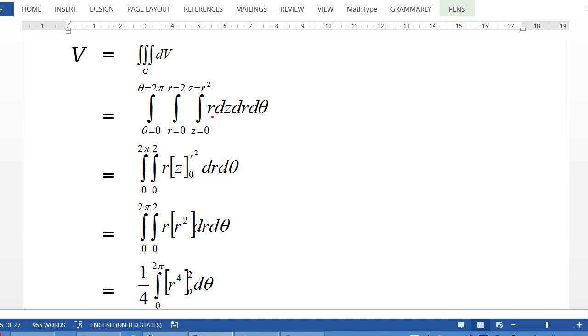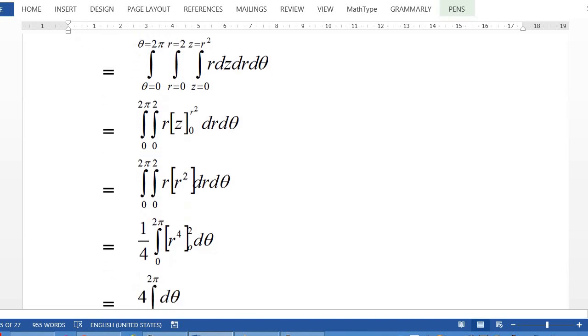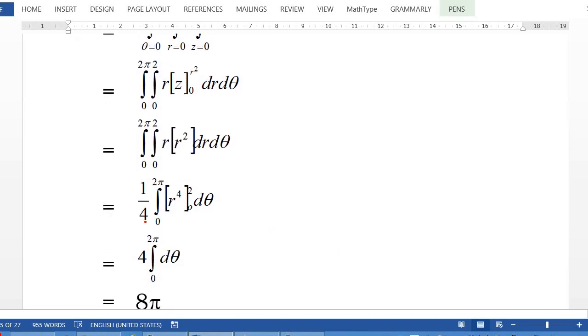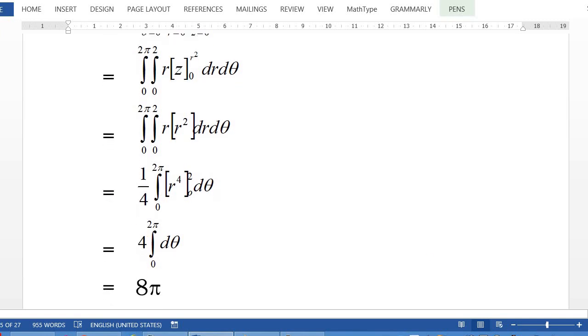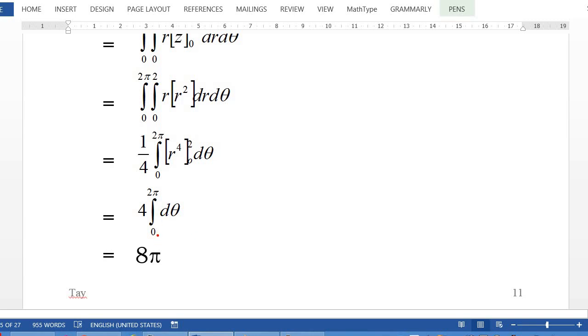Again, here you integrate r dz, you get rz. Plug in limit 0 to r squared, so you have r times r squared, which is r cubed. Integrate r cubed with respect to r, so r to the power 4 divided by 4. Plug in the limit 0 to 2, so you have 2 to the power 4 divided by 4, which is 16 divided by 4, you get 4. Then integrate 1 d theta, you have theta. Plug in limit from 0 to 2 pi, you have 2 pi. So in total we have 8 pi.